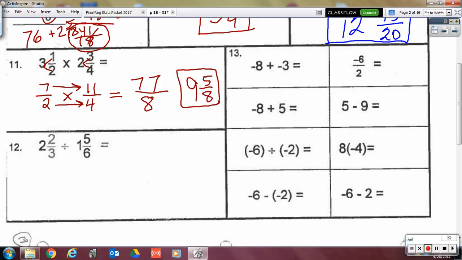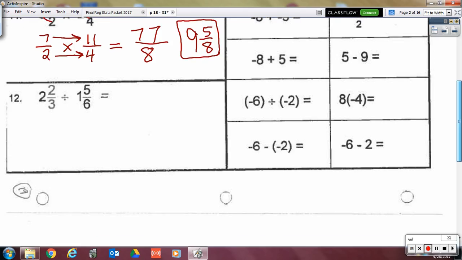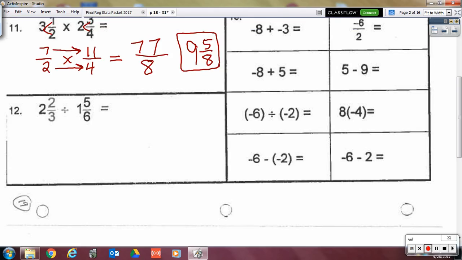All right. Okay, number 12. Begin the same way. Boomerang here, and you get 8/3 divided by boomerang. That's 6/11/6. But right now, stop. Do not do anything until we talk.